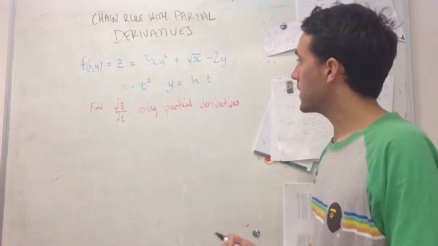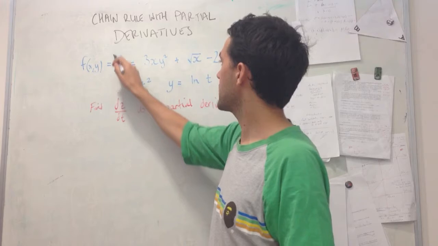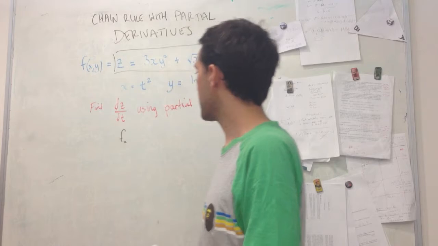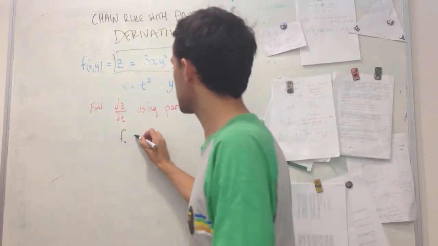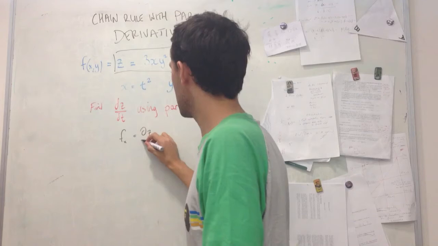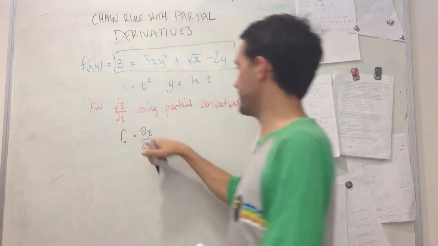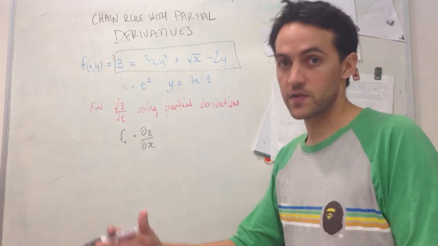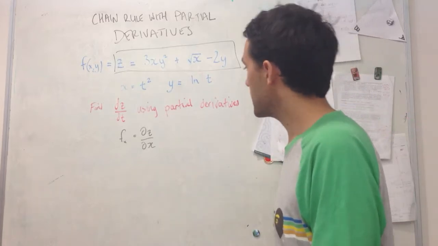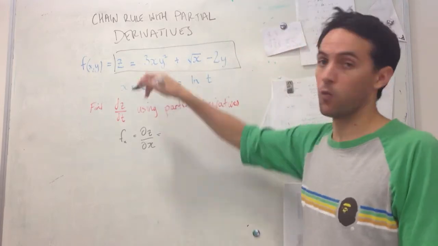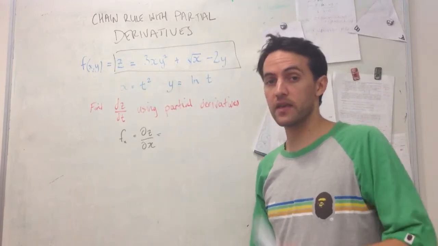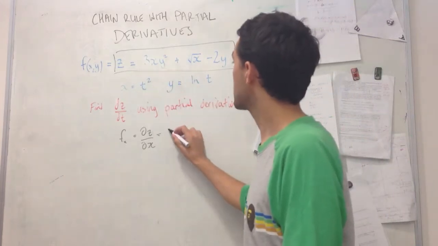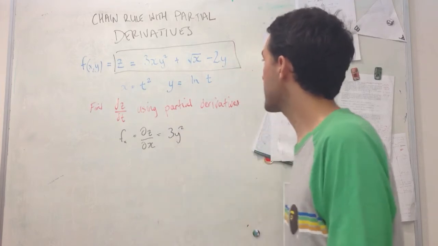So firstly, let's look at this function here. I want to come up with my partial derivative fx, which is also equal to the partial derivative of z with respect to x. I'm going to use these curly d's to distinguish between an actual derivative and just a partial derivative. Here we just treat y and all the terms with y in them as if y were a constant. So 3xy squared becomes 3y squared with respect to x.